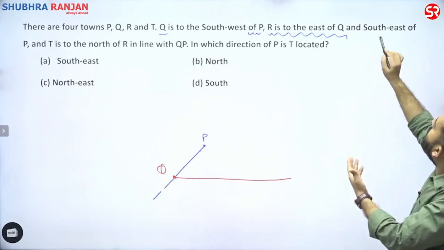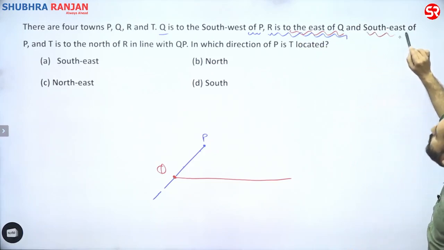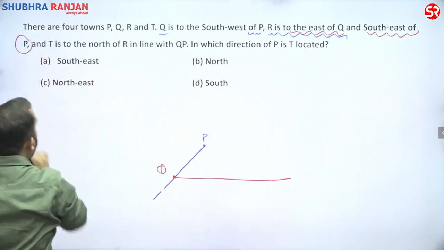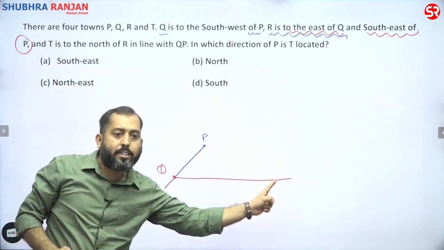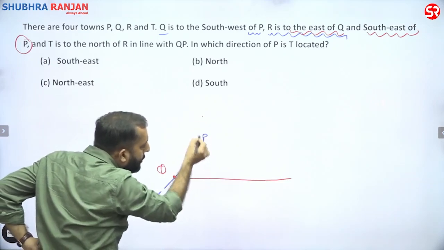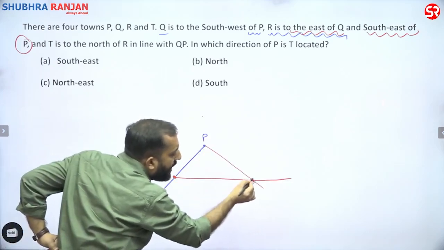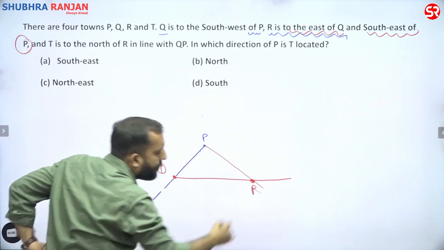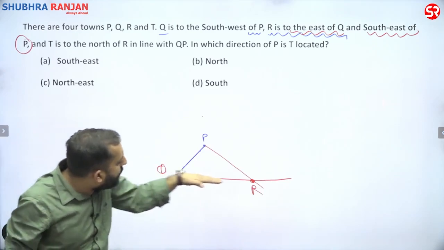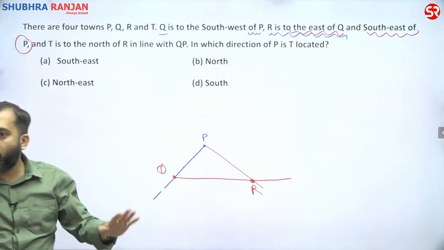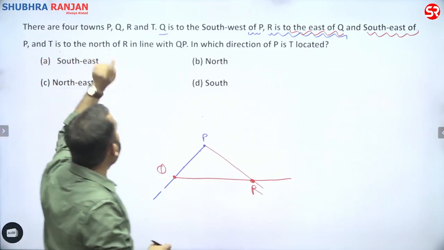Next thing is, R is to the east of Q and southeast of P. So with respect to Q, R is in the east, and with respect to P, R is in the southeast. So from P, southeast is this direction. So this point of intersection is going to be point R. Clear? This R is east of Q and southeast of P. Clear to everybody?